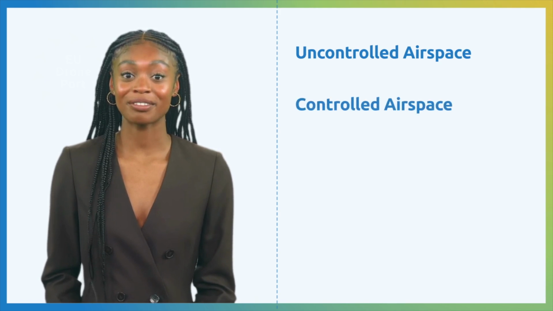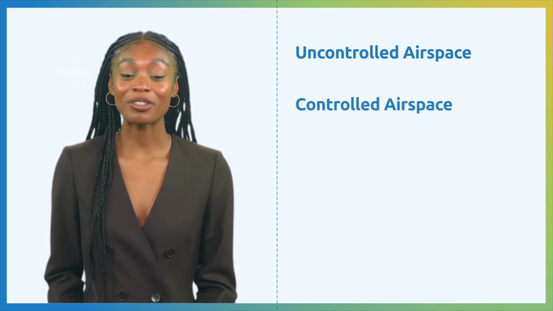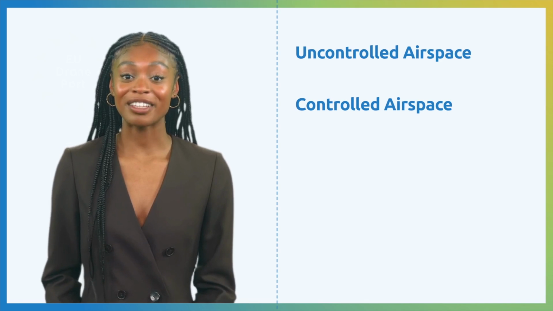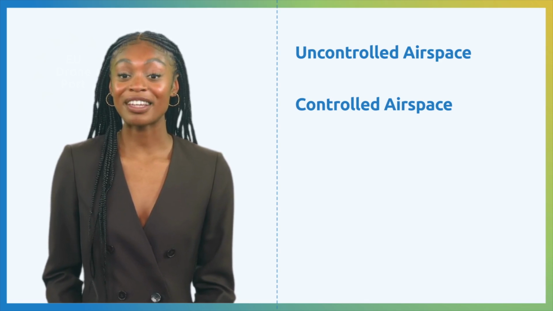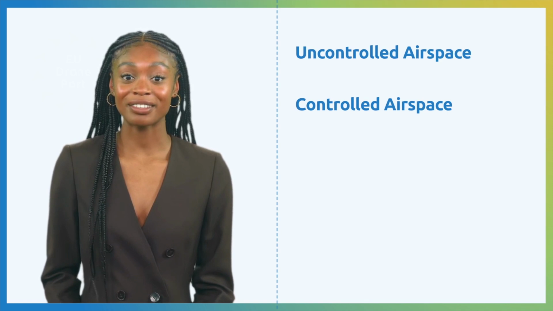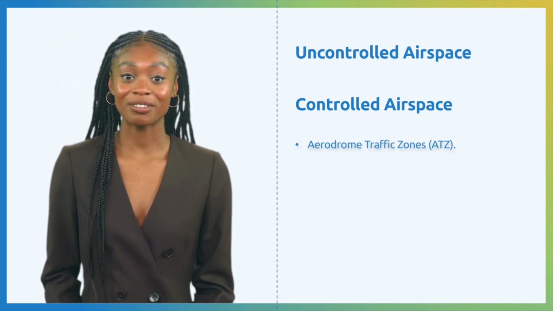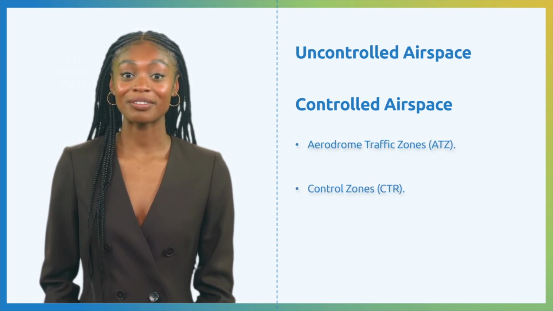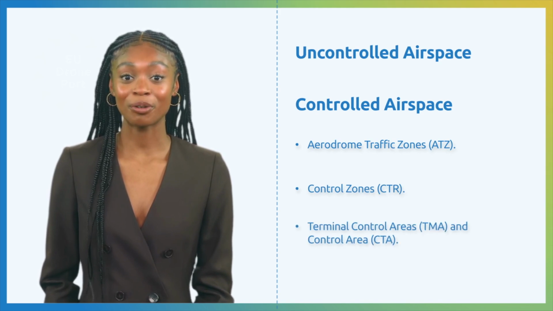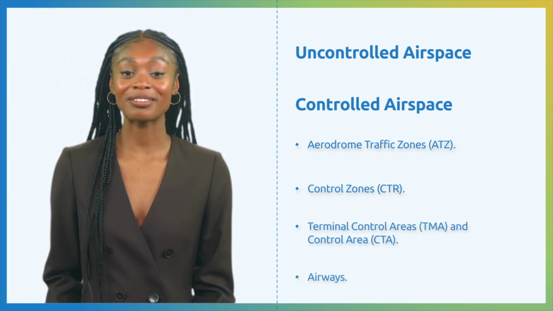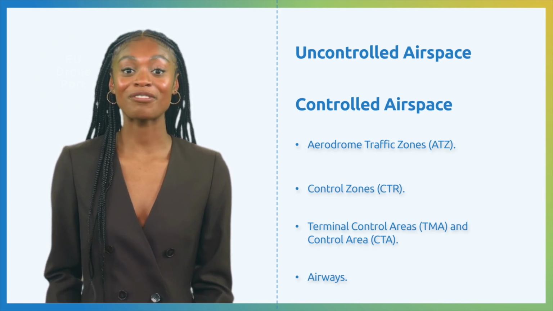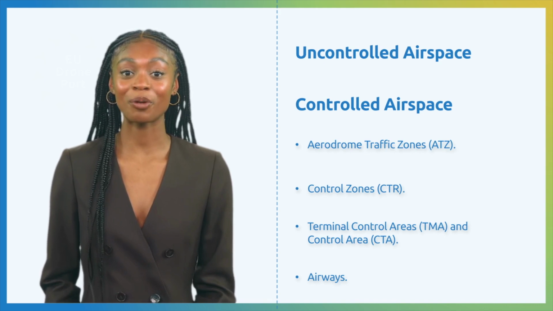Controlled airspace. Aircraft flying in controlled airspace must follow air traffic controller instructions. Within these controlled spaces, we find aerodrome traffic zones, control zones, terminal control areas and control area, and airways. Each of these airspace areas has its own airspace classification along with its specific rules and dimensions.